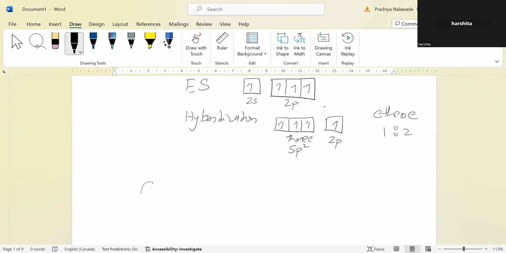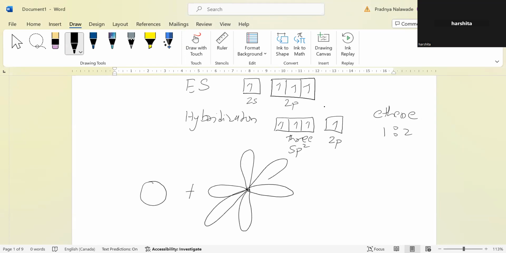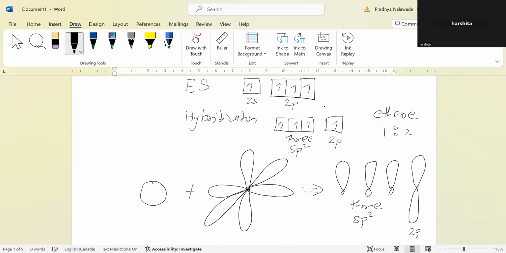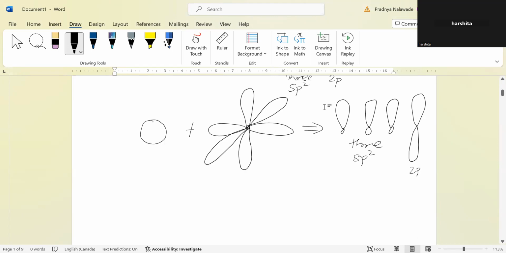So the 2s and the 2p mix. If we consider this as a 2s and we had three 2p orbitals, this is px, py, and let us assume pz, right? So they would mix and recast to form three sp2 hybrid orbitals. Clear? And we will have one pure p orbital. So these are the three sp2 hybrid orbitals, and this is the 2p orbital which didn't participate.